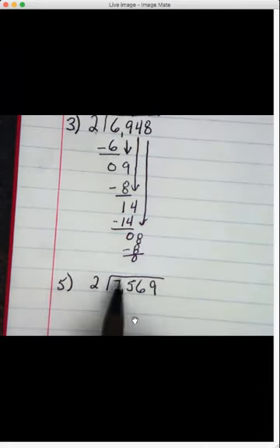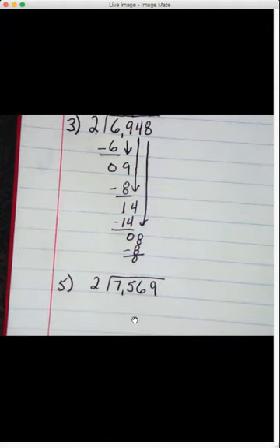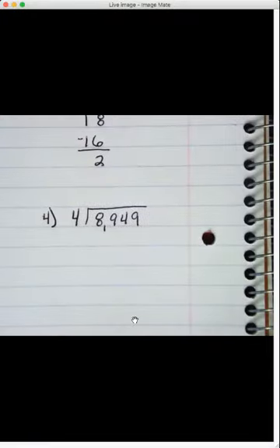Now see what happened? I wrote this problem too high. Now I don't have hardly any room to write my answer up here. It's going to get all jumbled together, so I should have waited and written number 5, shouldn't I? Okay, number 4.